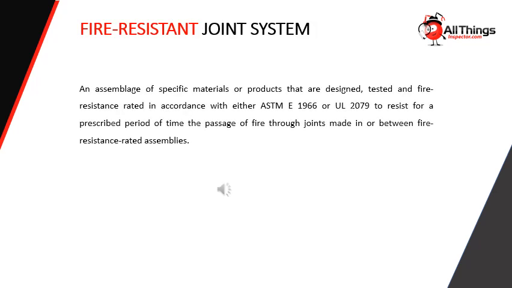Fire-resistant joint system. An assemblage of specific materials or products that are designed, tested, and fire resistance rated in accordance with either ASTM E1966 or UL 2079 to resist for a prescribed period of time the passage of fire through joints made in or between fire resistance rated assemblies.